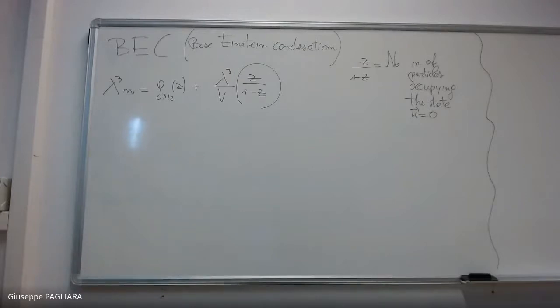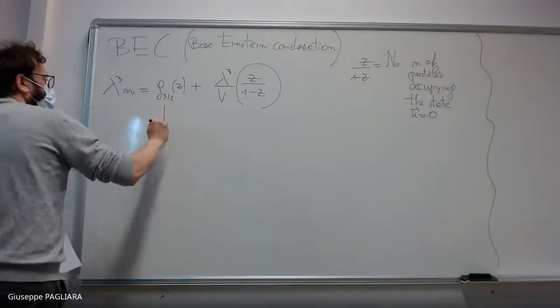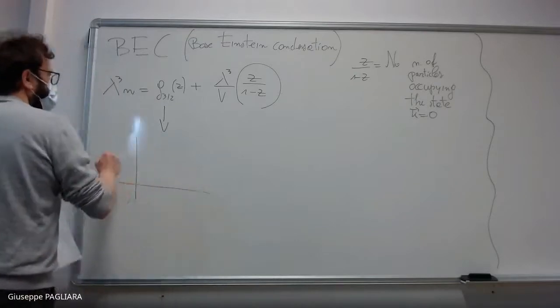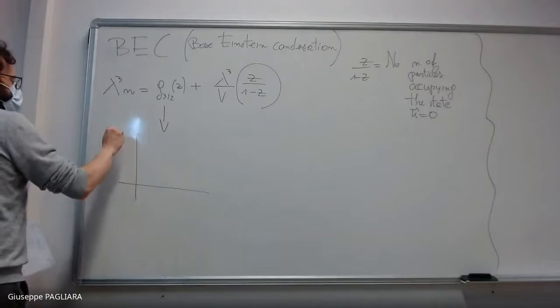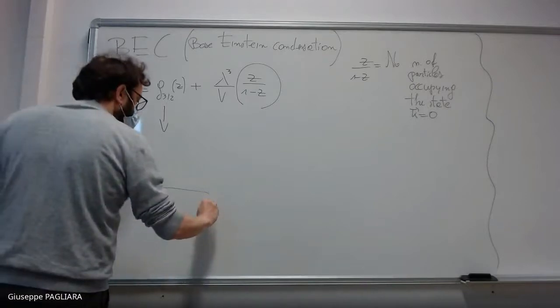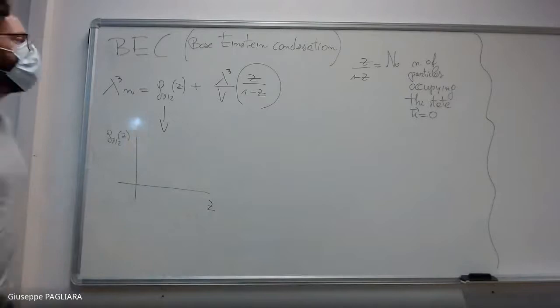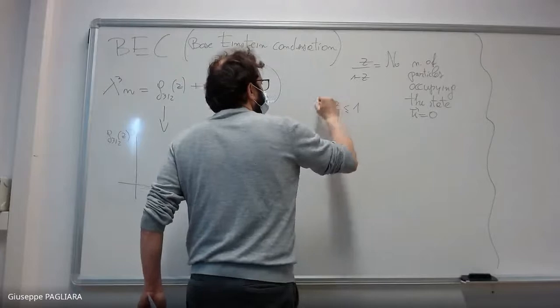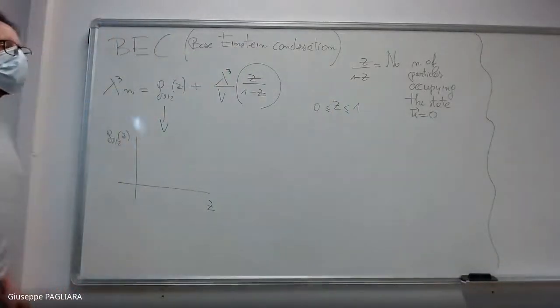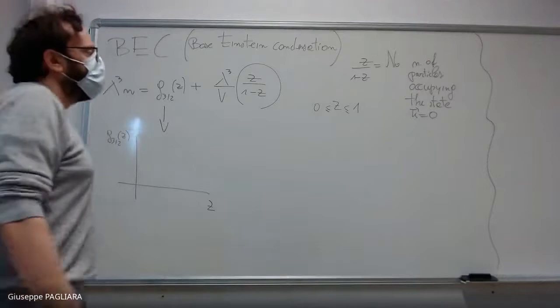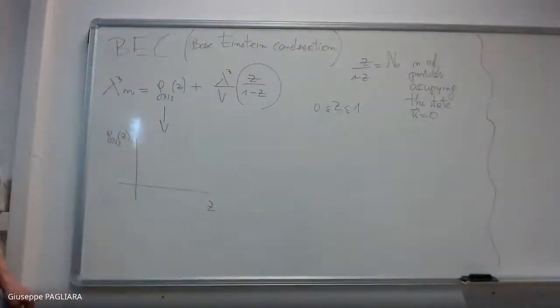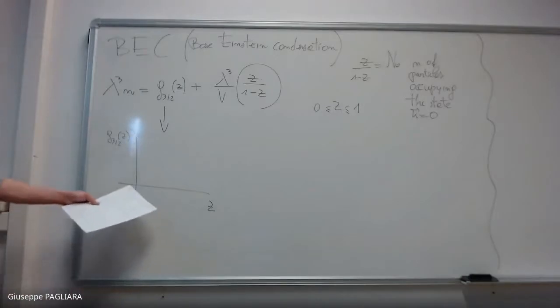Now, first of all, let me make a plot of this quantity here, because this is the starting point. So let's make a plot of this function, g3 alpha of z as a function of z. And z is a variable that I was reminding you before must vary in the interval 0 to 1 because of this relation, because it's a number of particles, a positive number. And now let's make a plot of this quantity.